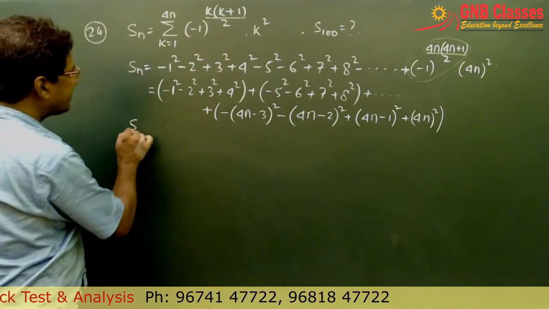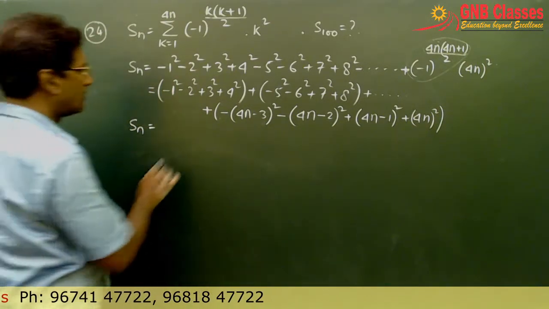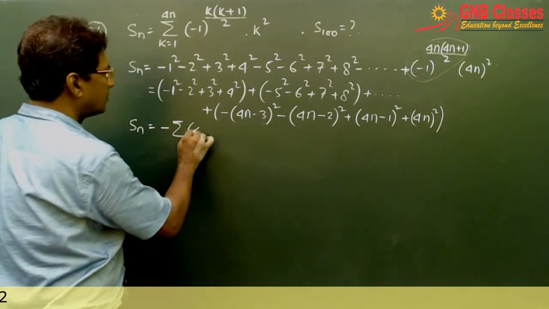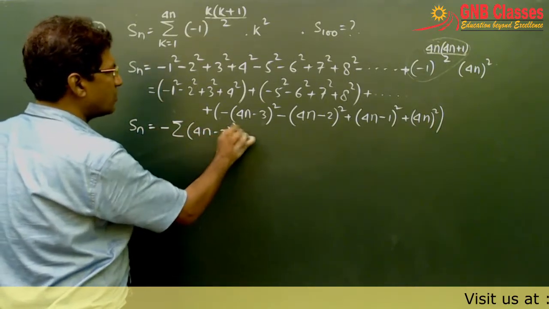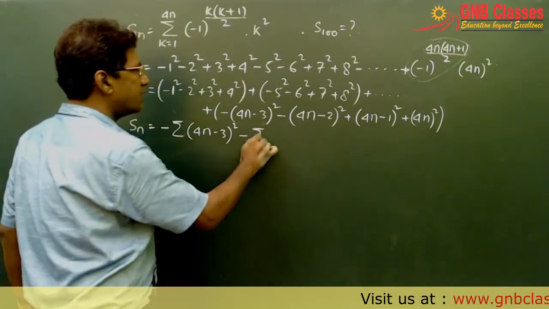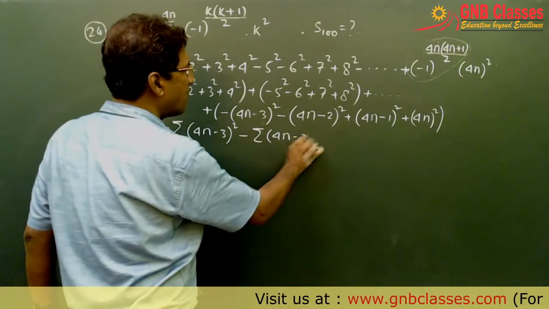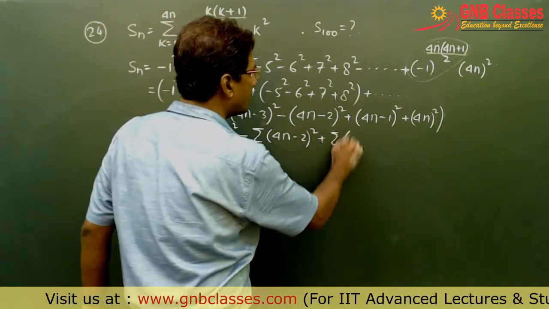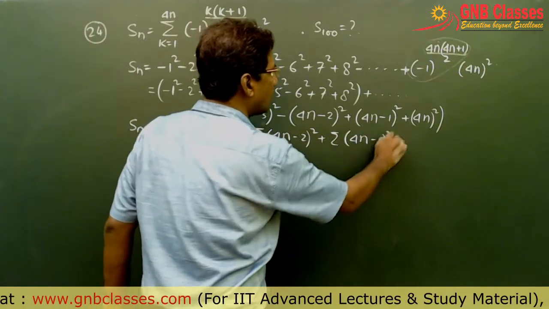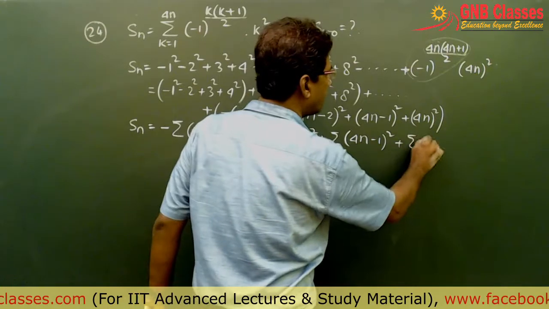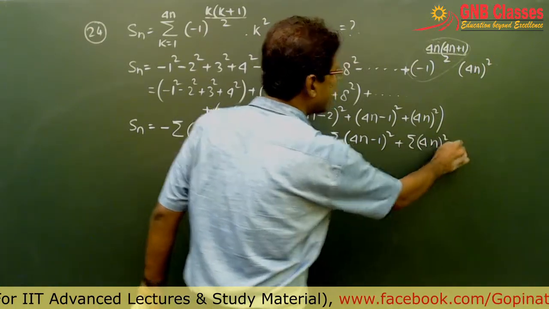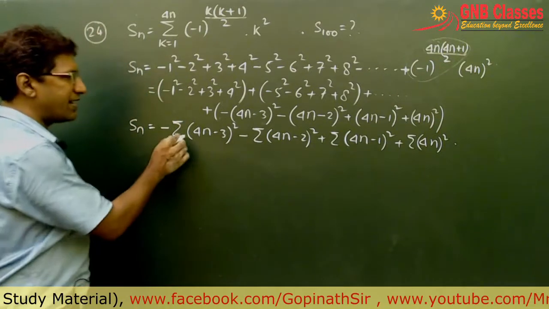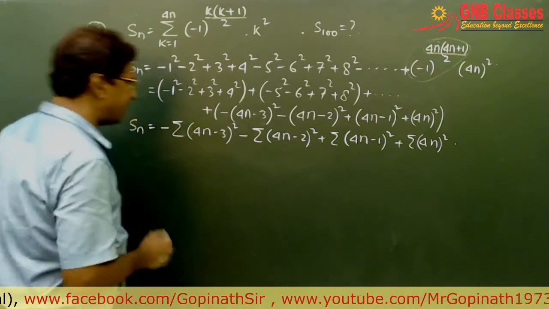Okay. Your Sn is nothing but sigma of (4n minus 3) whole square, sigma of (4n minus 2) whole square, sigma of (4n minus 1) whole square plus sigma of (4n) square. Yes or no? Okay, so I have written this in sigma, where n starts from 1 till n.